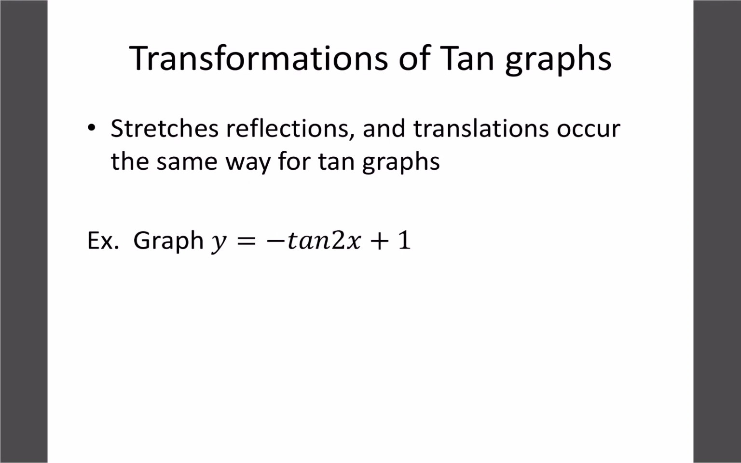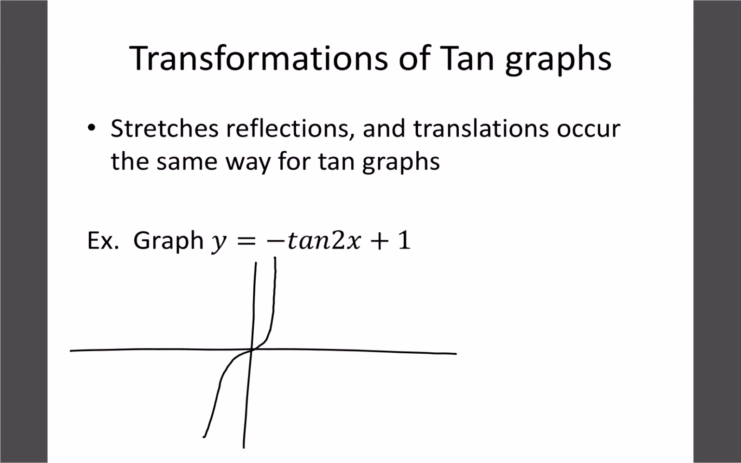So when we're doing stretches, everything works kind of the same way, just got to be careful with it. So our regular tan graph goes from 0, and the asymptote lines will be at pi by 2, so let's draw that in. Our next one would be at pi, and that's probably good enough.